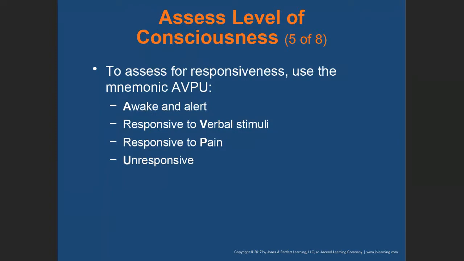To assess for responsiveness, you're going to use the mnemonic AVPU. A is awake and alert, and when we look at whether your patient is awake and alert, you need to also consider their level of orientation. Are they oriented to person, place, time, and event? Is the patient only responding to verbal stimuli? That's what the V represents. Is the patient only responding to painful stimuli? That's what the P represents. Is the patient unresponsive? That's the U.